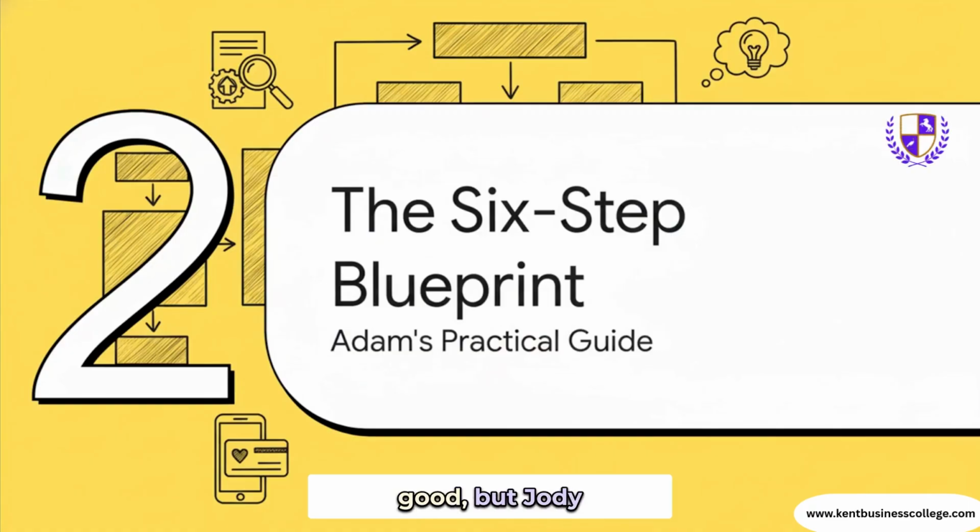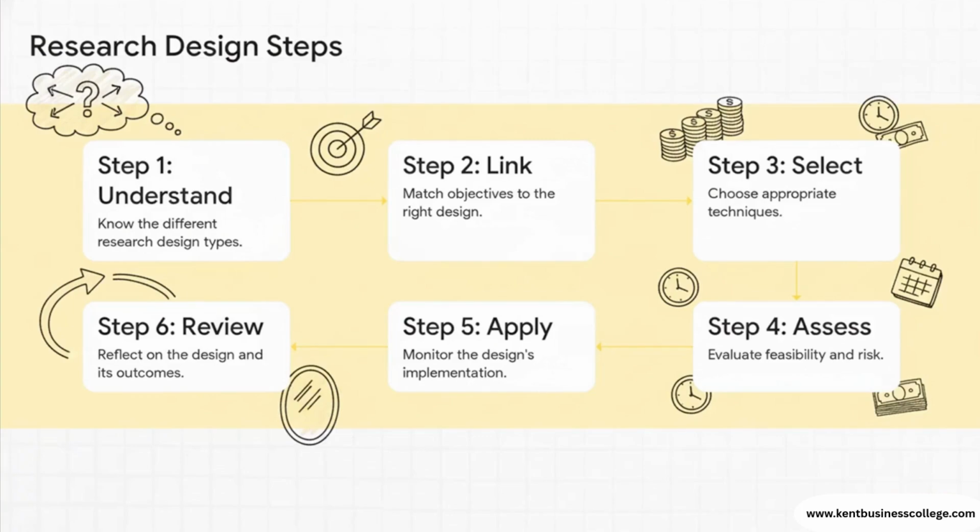Okay, theory is good, but Jody needs a game plan, right? She needs a process she can actually follow. So Adam lays out this brilliant 6-step blueprint she can use for the loyalty app and honestly for any project she works on in the future. And here it is. This is the path to mastering Skill S9. You start by knowing your options. Then you directly connect your goals to the design you choose. And this is so important. You have to think about the practical stuff like budget and time.